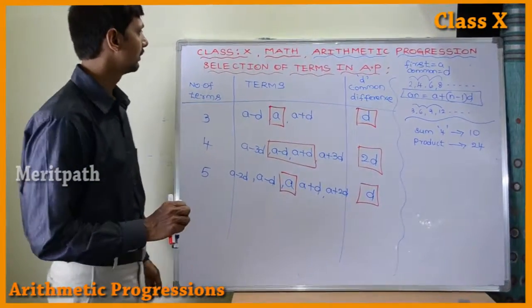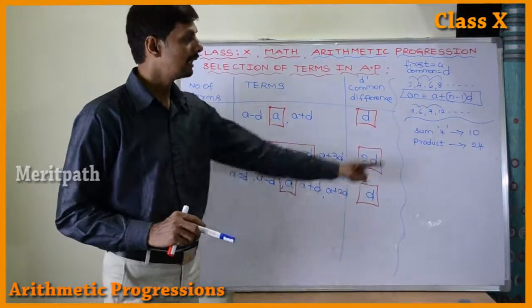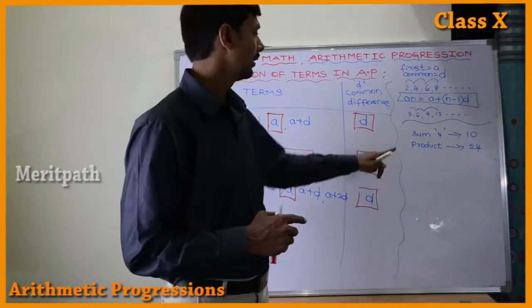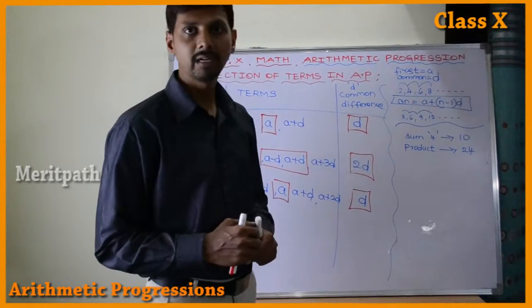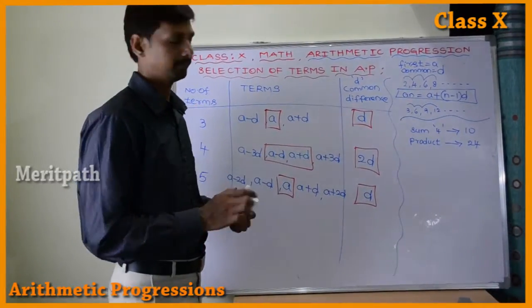These are the terms we need to select from the AP, particularly if the problem is like this: sum of 4 terms is 10 and product of the 4 terms is 24. We need to find the terms. Let us solve this problem now.